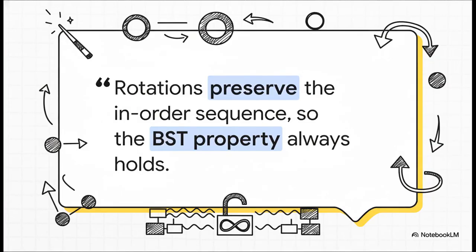And here is the absolute magic of the whole thing. This is the critical part. These rotations are designed to be, well, surgical. They fix the heap property by changing who's a parent and who's a child. But they do it in a way that perfectly preserves the sorted order of the keys. So even as the tree's physical shape is changing, the binary search tree property remains totally intact. It never, ever breaks.